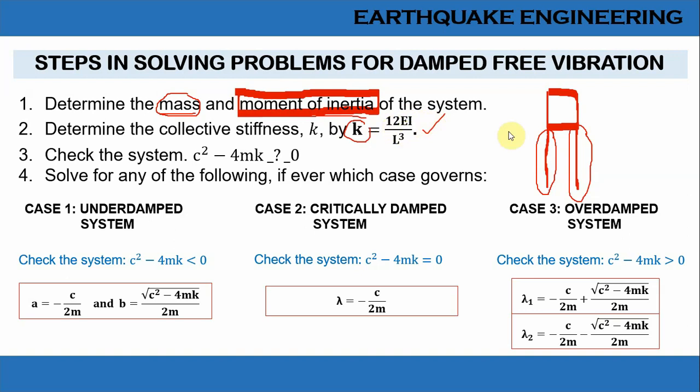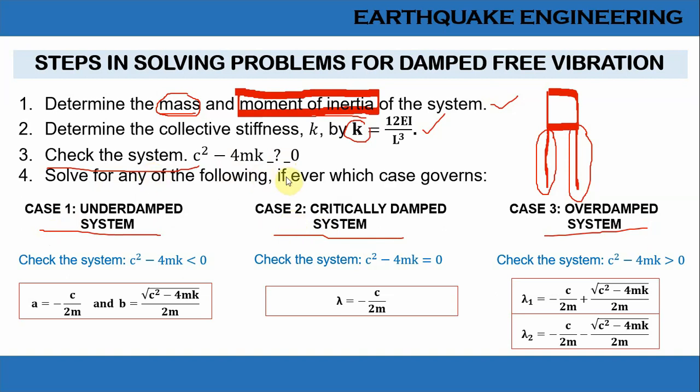Okay, if built up, okay, use parallel axis theorem. Okay, solve for y bar, and lastly solve for your moment of inertia, total moment of inertia. If ever hollow, okay, mag-minus ra ka, di ba? Mag-minus, and yes, I think that's it, no? Okay, third is to check the system. Ano to? Check na tong system. If less than 0, case 1, equal to 0, case 2, and greater than 0, case 3. Okay, nara siya.